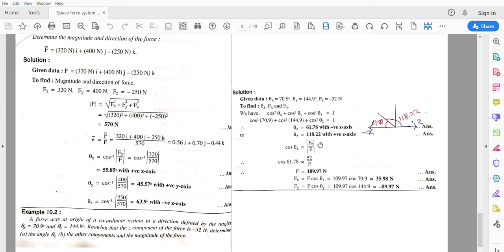It's up to you. Once we know the value of theta z, we have the equation F cos theta z equals Fz. By rearranging that, we get cos theta z equals Fz by F. Put this value in and you will get the value of F. You can use any value you want. Once you know the value of F, we know Fx equals F cos theta x and Fy equals F cos theta y.